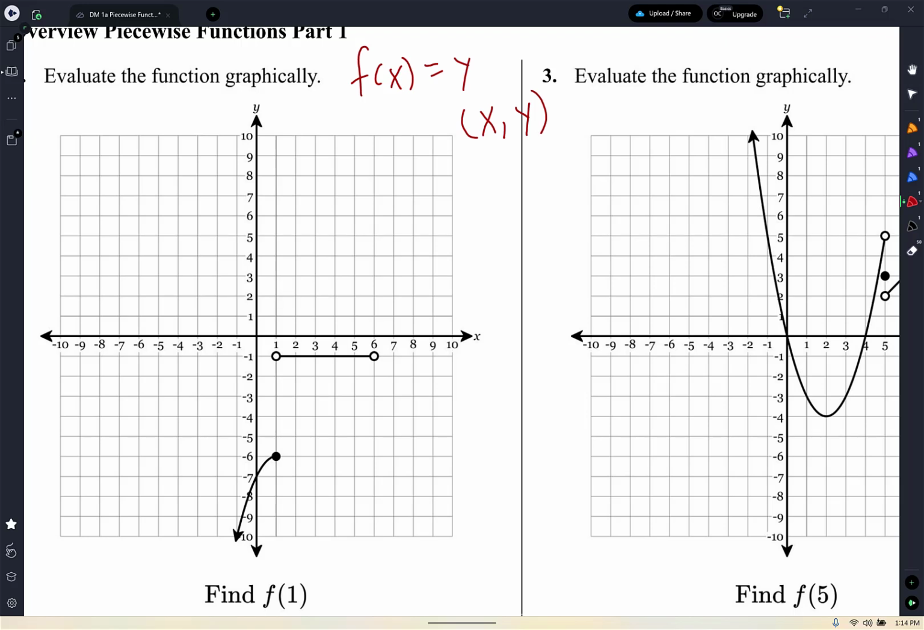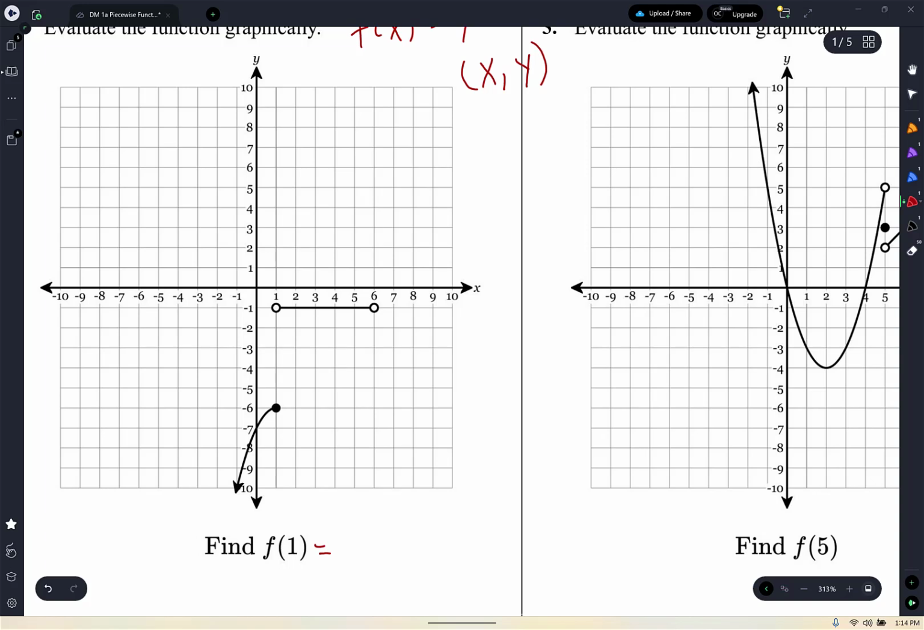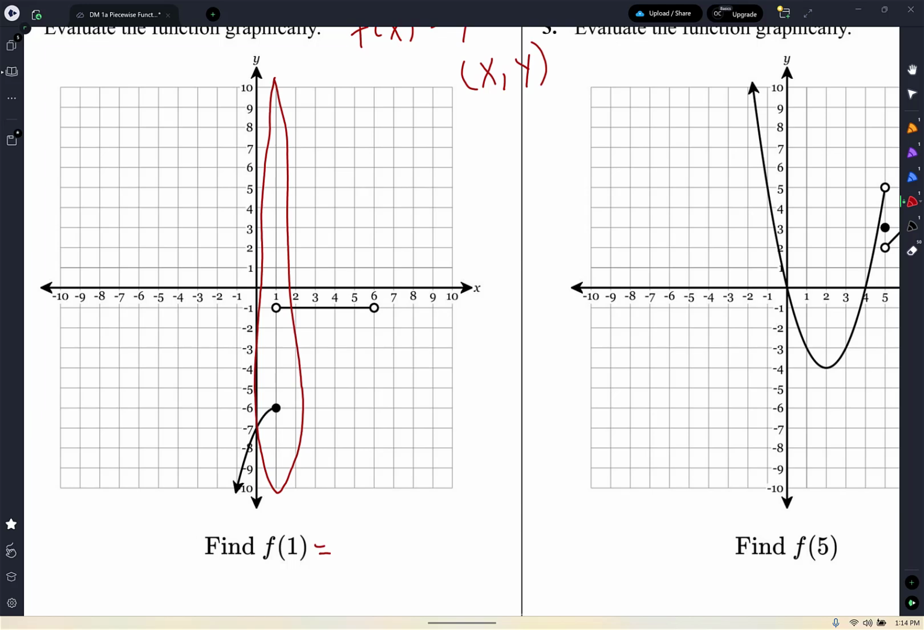That's all it means. So if I have this and it says f of 1 equals, I want to know what the y value is when x is 1. So I look down, x equals 1, and I see where I am defined. By the way, this is the x-axis, see? And this is the y-axis. So I'm looking down when x is 1, and I see that I am defined. Bam, right there. I have a nice solid point.